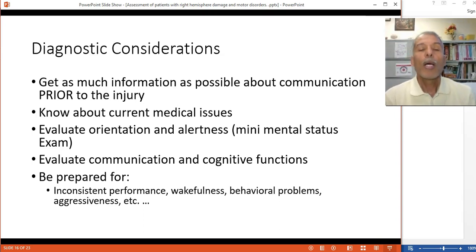You want to learn about medical issues, what is going on. Do they have any related problems? What neurological symptoms do they have? Psychiatric symptoms? All the entire health profile you need to be aware of.